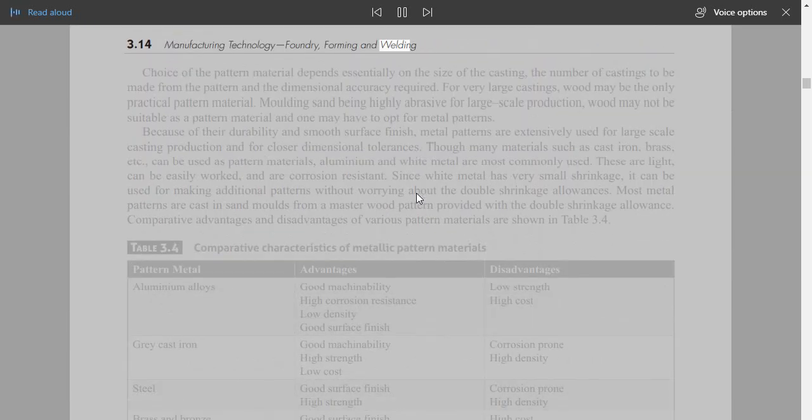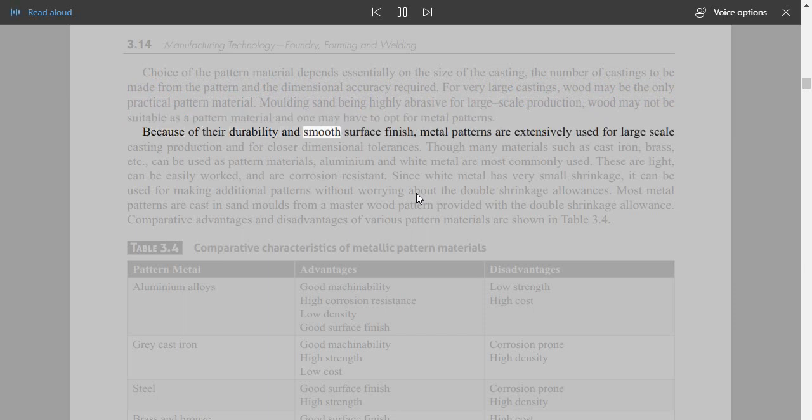Choice of the pattern material depends essentially on the size of the casting, the number of castings to be made from the pattern, and the dimensional accuracy required. For very large castings, wood may be the only practical pattern material. Molding sand being highly abrasive for large-scale production, wood may not be suitable as a pattern material, and one may have to opt for metal patterns.